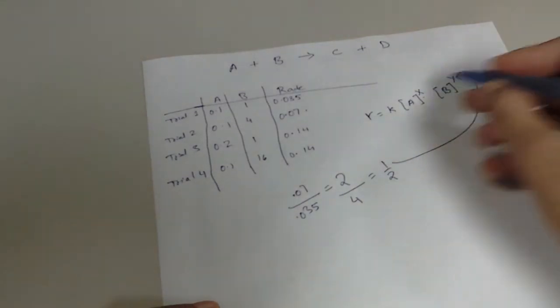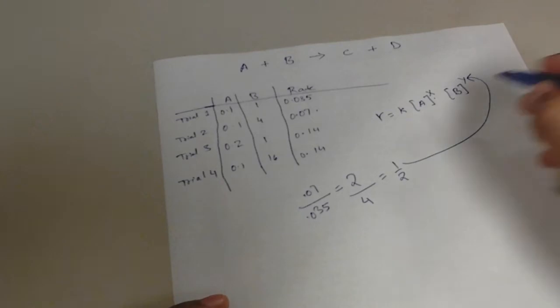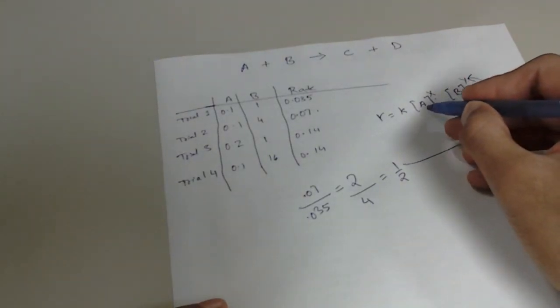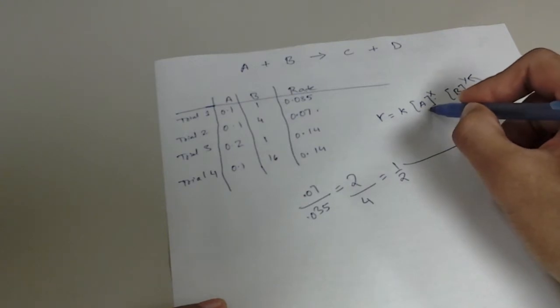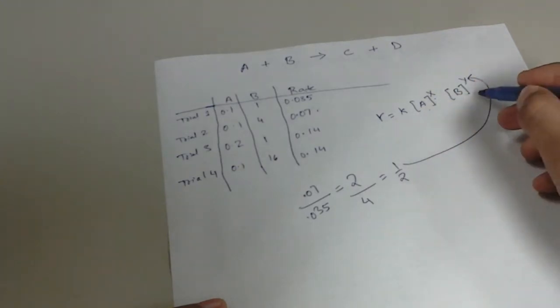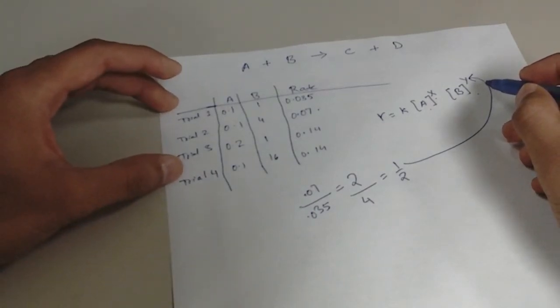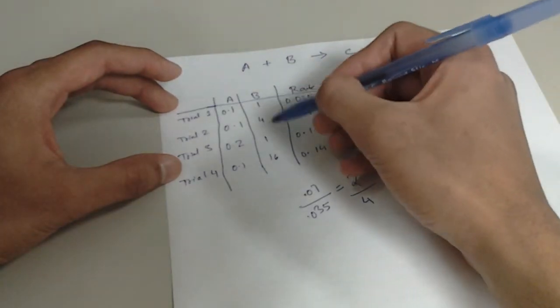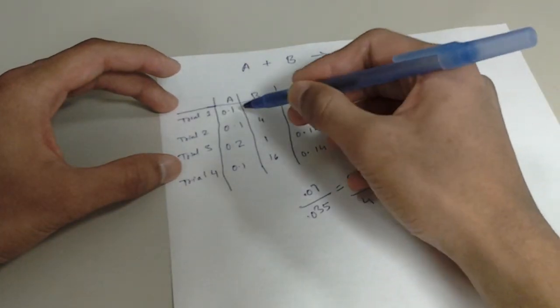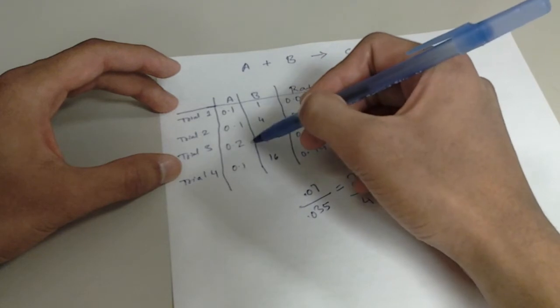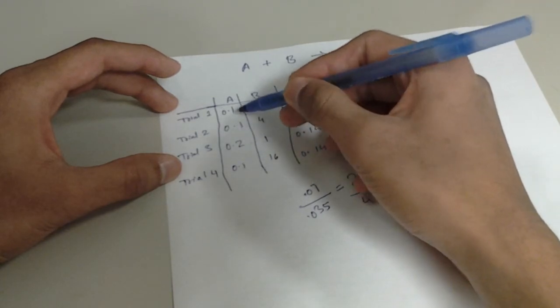Now let's try to find x again. We're trying to find the order with respect to A, so we have to pick trials in which B is held constant. If you look at the table, we see trial 1 and trial 3. In these two trials, B is held constant at the concentration of 1, whereas A is changing from 0.1 to 0.2, which is pretty obvious that it is doubling.